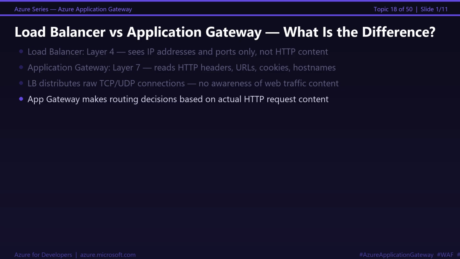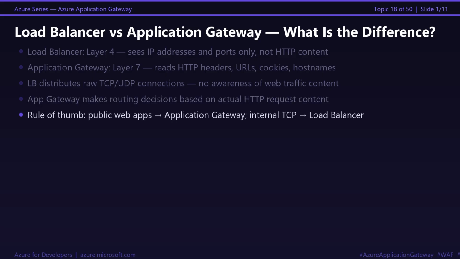Let's start. Let me walk you through the architecture of Application Gateway. Think of it as a pipeline. Traffic flows through 5 stages. Stage 1, the front-end IP. This is the public IP address that all your users connect to. Everything starts here.